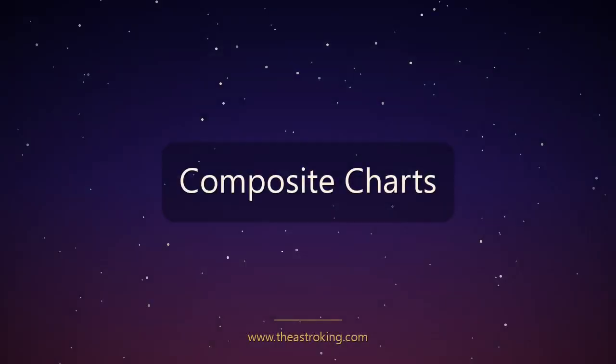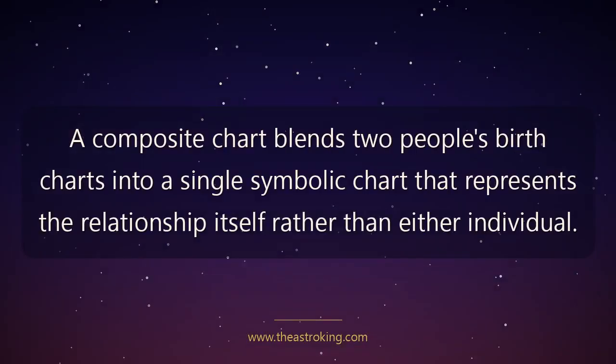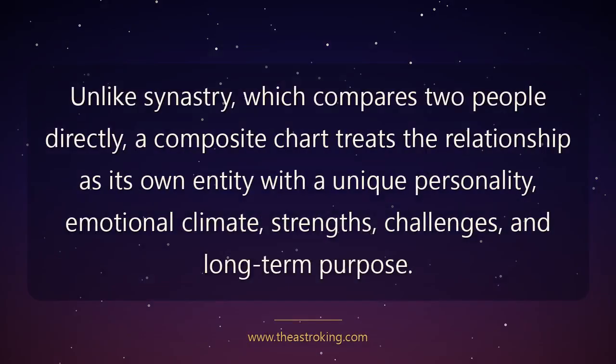Composite charts. A composite chart blends two people's birth charts into a single symbolic chart that represents the relationship itself rather than either individual. Unlike synastry, which compares two people directly, a composite chart treats the relationship as its own entity with a unique personality, emotional climate, strengths, challenges, and long-term purpose.